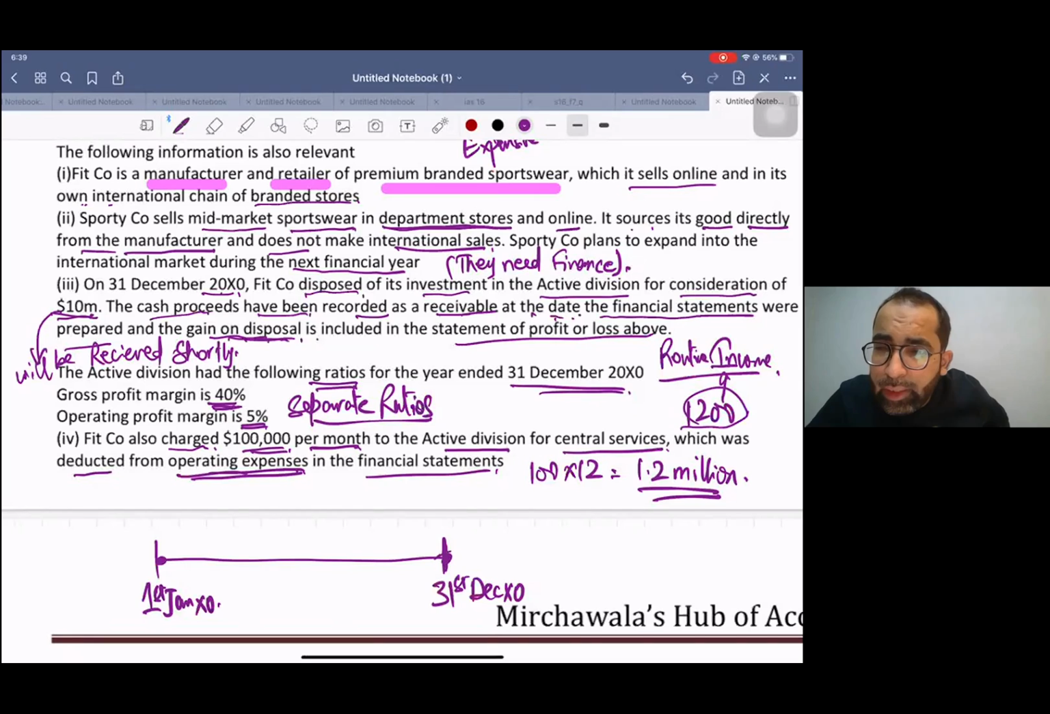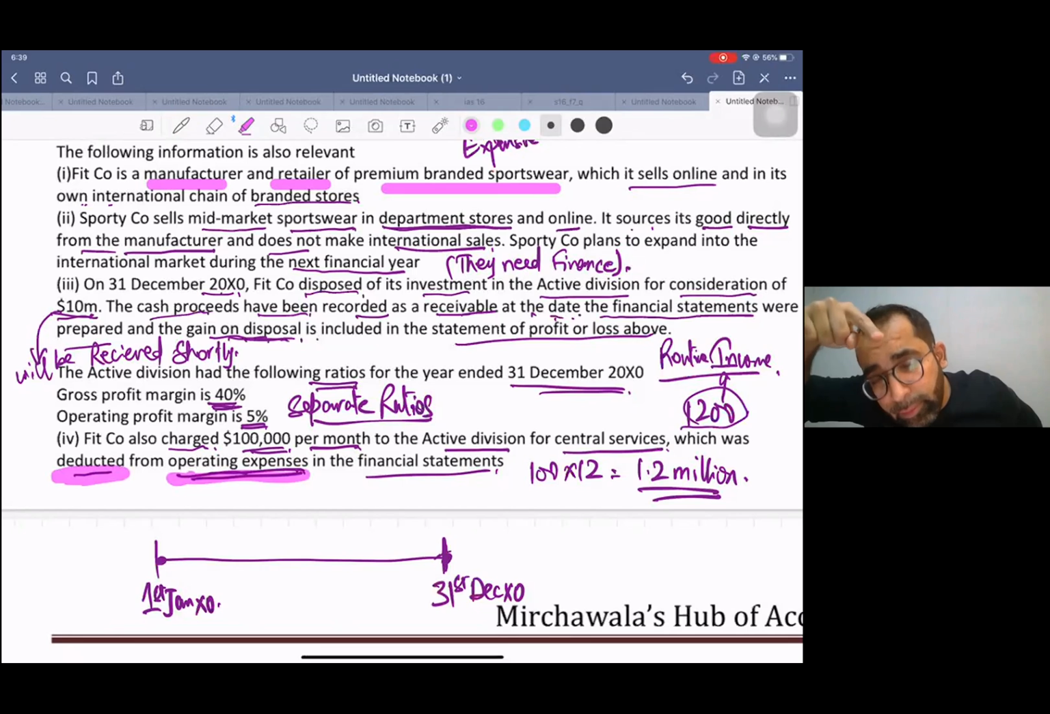So now just think, what is the treatment? Read the treatment. See, which was deducted. Can you read this line? From operating expenses. That means you sold this division at the end of the year. That means this year has passed, so you earned this 1.2 million this year. And when you earned it, you deducted it from operating expenses. So in the current year, Fit company's operating expenses are lower because of this. And when your operating expenses are lower, your operating profit is higher.